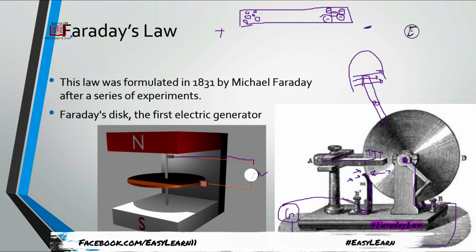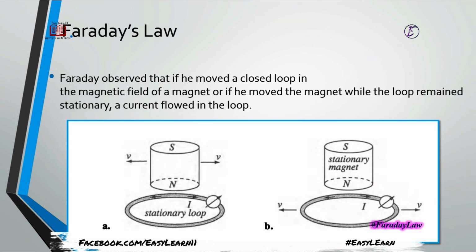So we will use this: when rotating it, the current shows a deflection on the galvanometer. So this was the basic principle. This is the definition. For example, this is our permanent magnet, north and south, and this is, sorry, a simple loop, a closed loop.